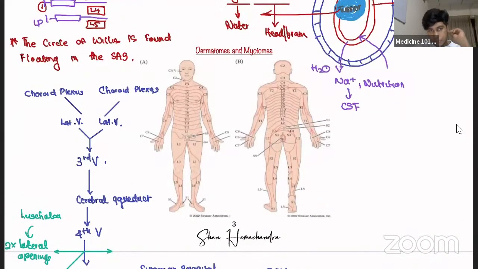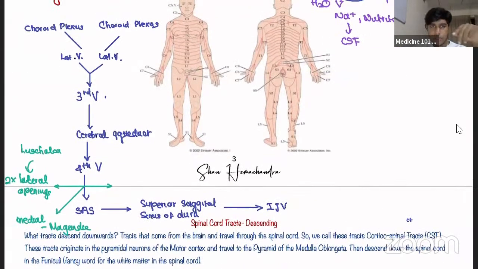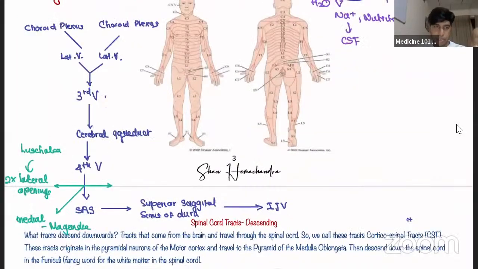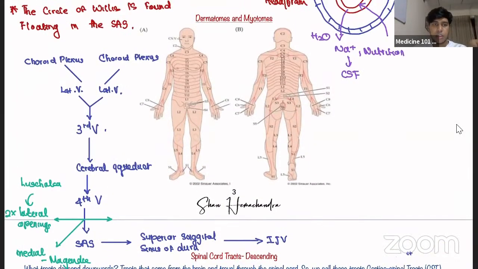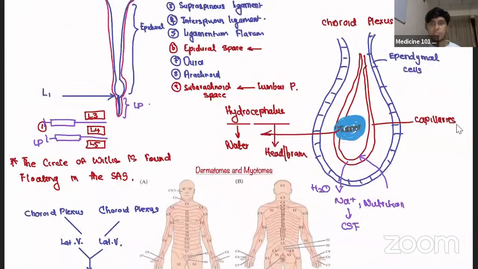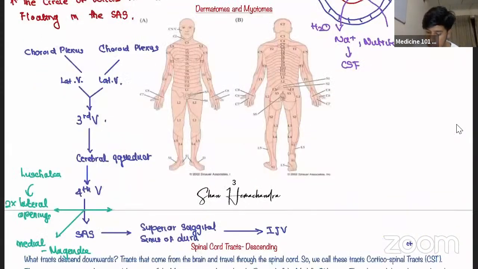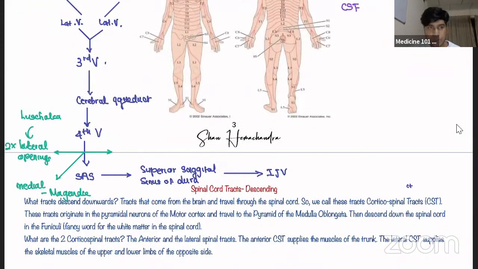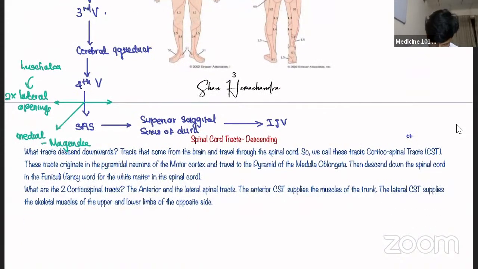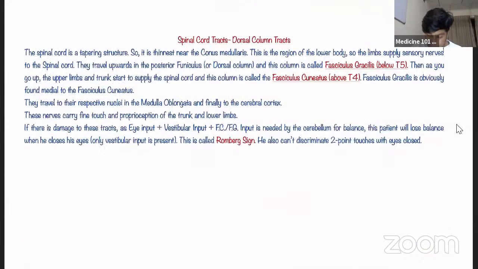I understand this might be a bit confusing, this might be a lot. Don't worry, we will come to this when we do the brainstem. I'm going to explain these ventricles, everything in a way that you will remember. So don't worry too much. The final goal is to enter the dura mater where it will drain to the internal jugular vein. So next, let's talk about the anatomy of the spinal cord.